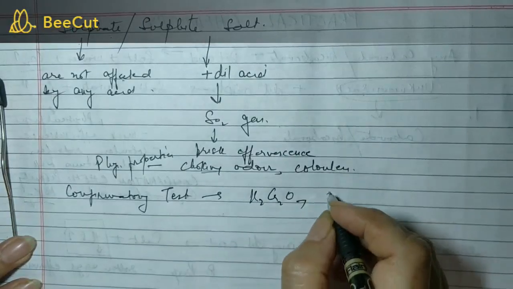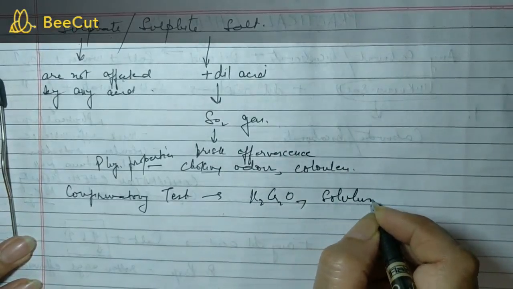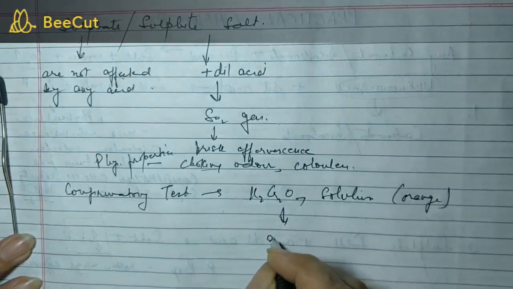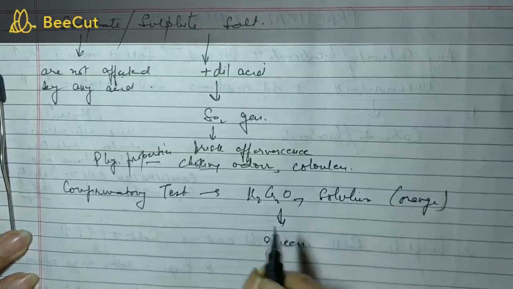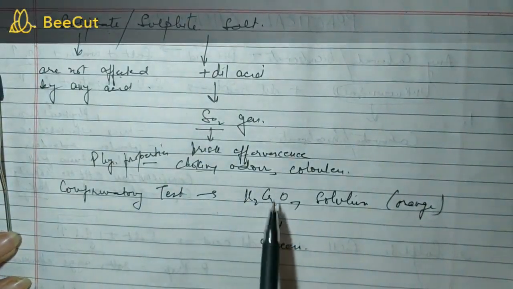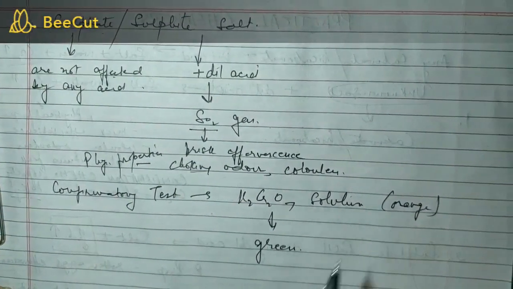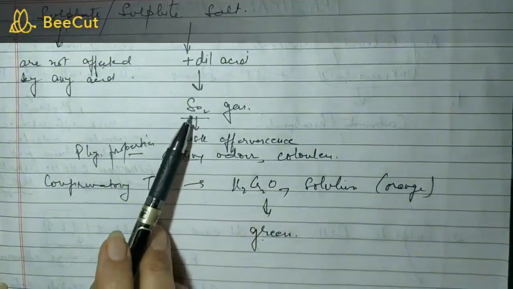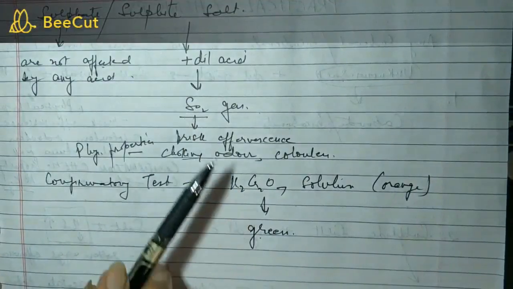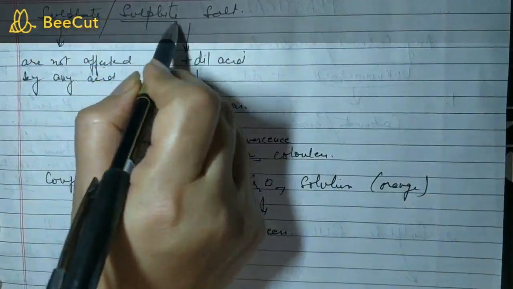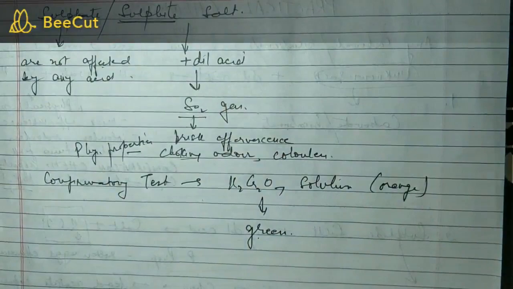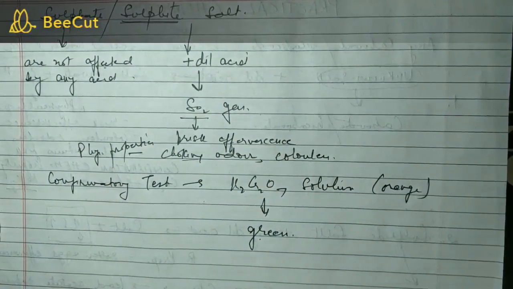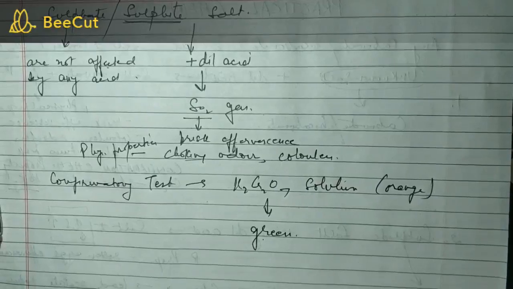Only SO2 is capable of turning the potassium dichromate paper from orange to green. So if this happens, then the gas is definitely SO2. And if the gas is confirmed to be SO2, then the salt is definitely a sulfite salt. So this is all I am going to show you. In the next video, we shall talk about chloride and nitrate. Alright children.